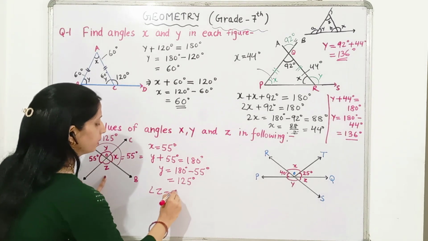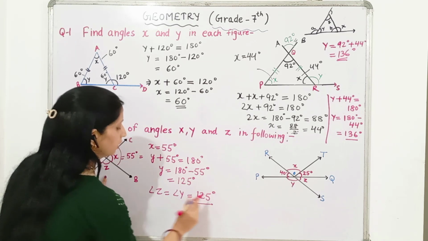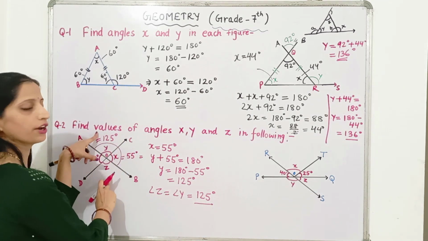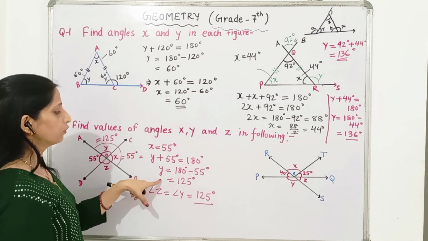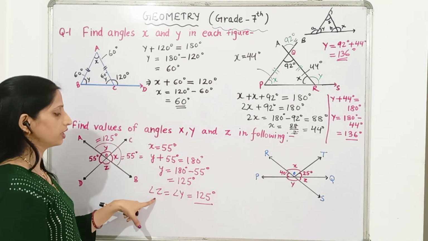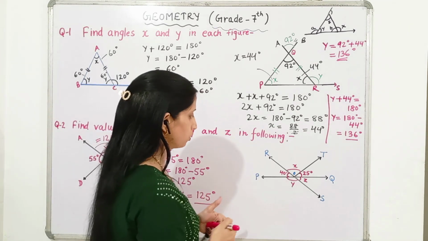Now z will be 125. Angle z will be equal to angle y, that is equal to 125 degrees, because again this is a pair of vertically opposite angles. So here x will be 55 degrees, y will be 125 degrees and z will be 125 degrees. Now let us move on to the next question.